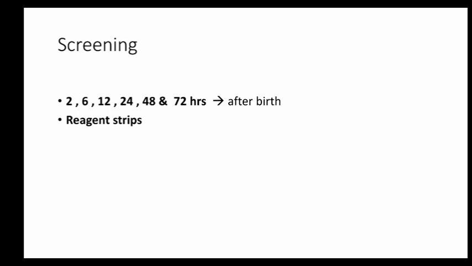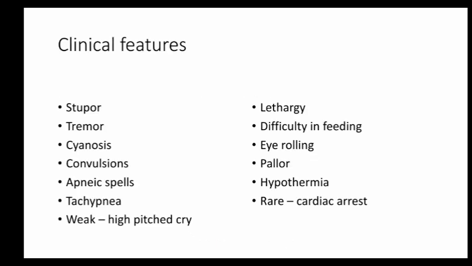And when do we have to screen? From birth, after 2 hours and 6 hours, and after 12 and 24 up to 72 hours, we have to check the blood glucose level with reagent strips. It starts from 2 hours to 72 hours: 2, 6, 12, 24, 48 and 72 hours. Okay, and clinical features.